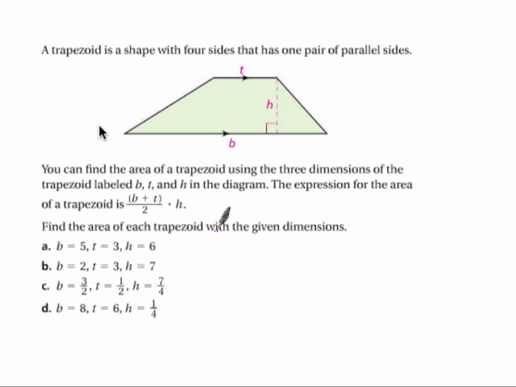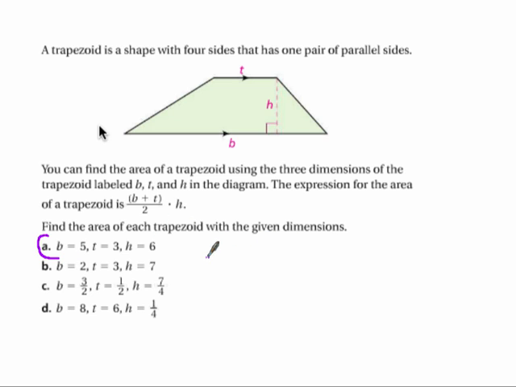All right, let's look at one last problem here. A trapezoid is a shape with 4 sides that has 1 pair of parallel sides. You can find the area of a trapezoid using the 3 dimensions of the trapezoid labeled B, here's our B, T, and then the H, and the H always has to be perpendicular to the bases. So there's our H here, it's not one of these sides. Find the area of each trapezoid with the given dimensions. So we're going to go ahead and give that a try.